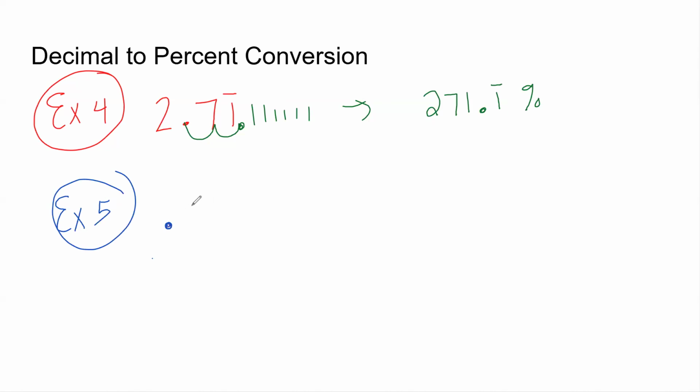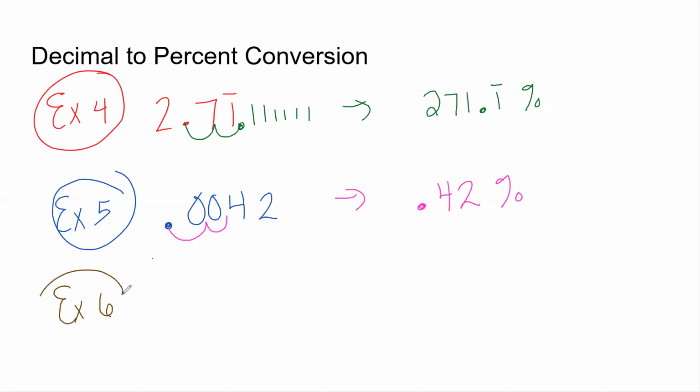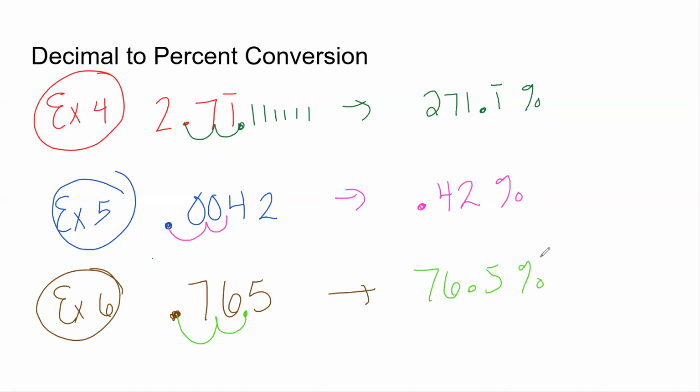How about 0.0042? Put your pencil on the decimal and twice to the right. Once, twice. So that's 0.42%. Again, you can have the 0 or not. That's kind of personal preference there. Okay. Example 6. 0.765. Pencil on the decimal once, twice. So that's 76.5%. No repeating. So just like that.